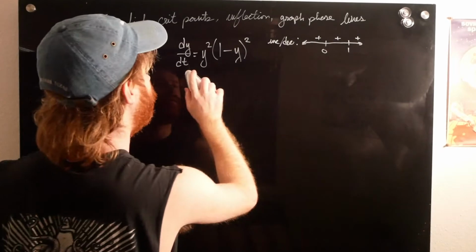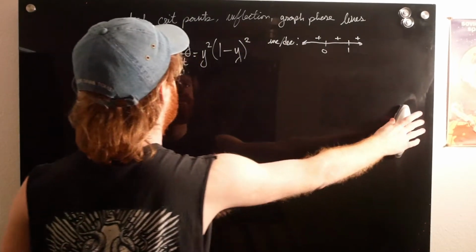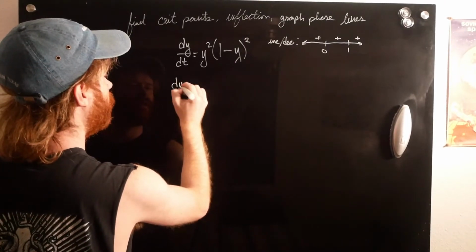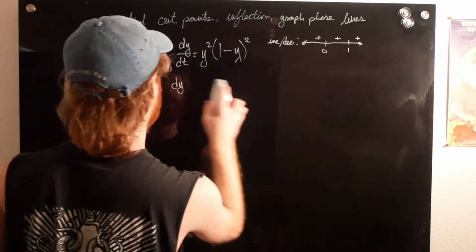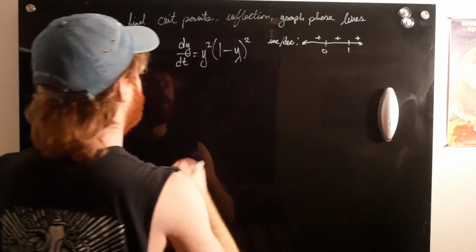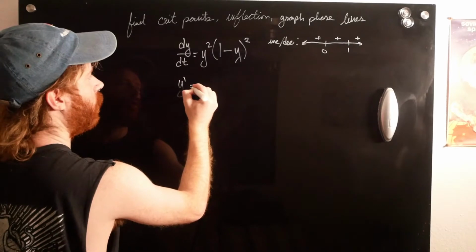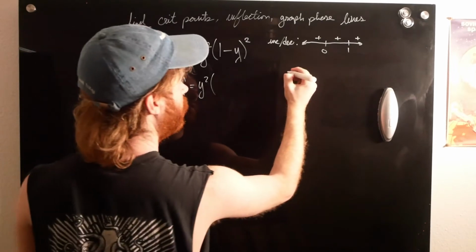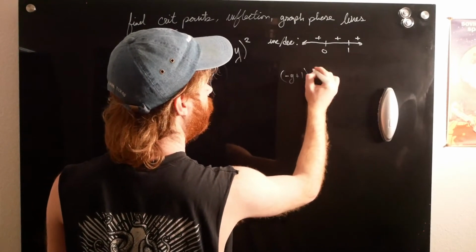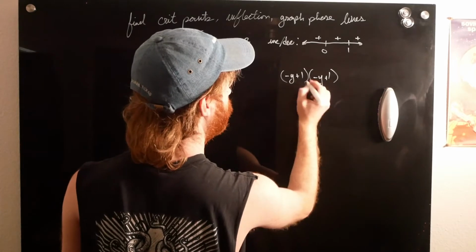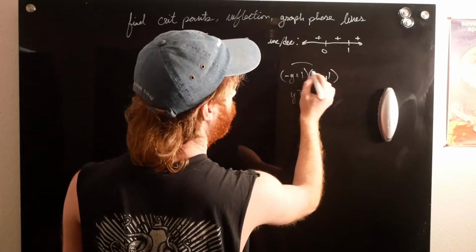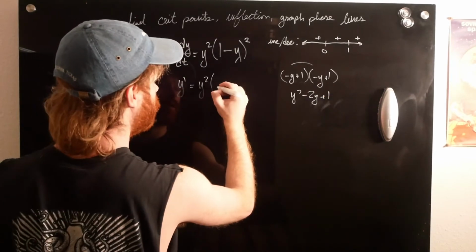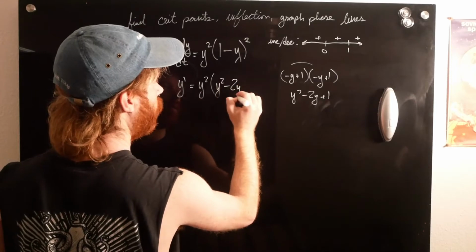So now let's go ahead and FOIL this out and find the inflection points, which I have a feeling is going to be a little bit different this time than last time. So I'm going to go ahead and write dy dt is y prime. So y prime equals, we'll leave this y squared out here and then we'll FOIL this out. So we'll have negative y plus 1, it's just simple algebra at this point. So y squared minus y, so minus 2y plus 1, right? So y squared minus 2y plus 1.